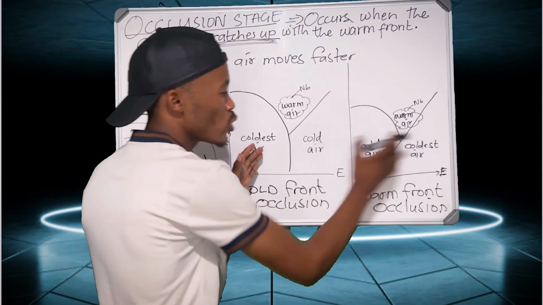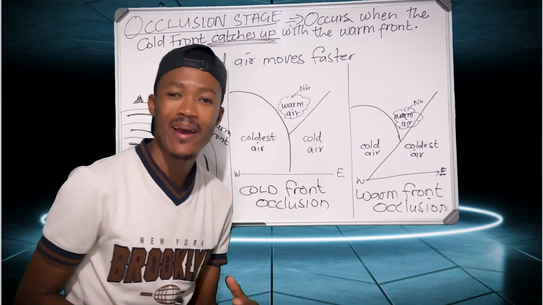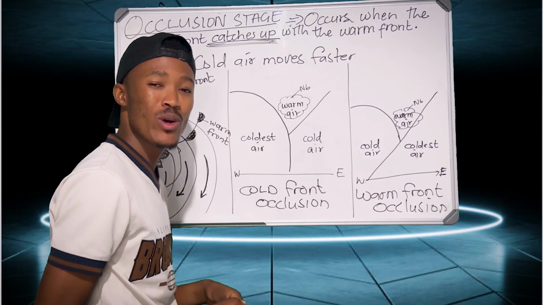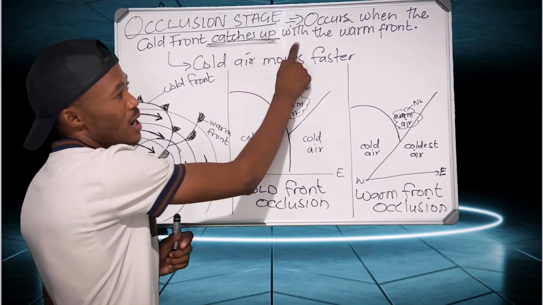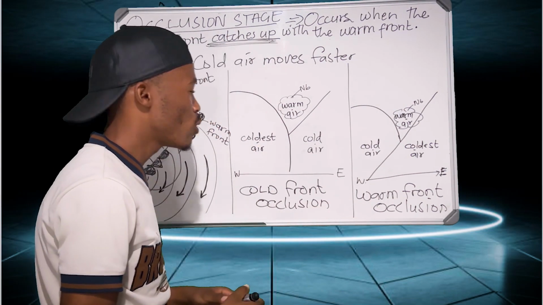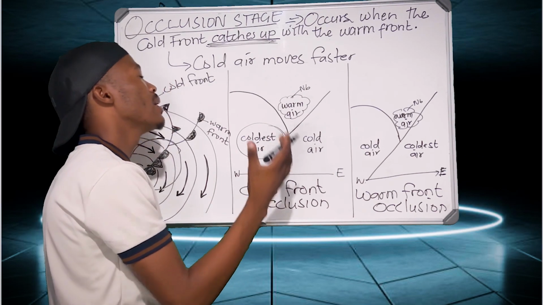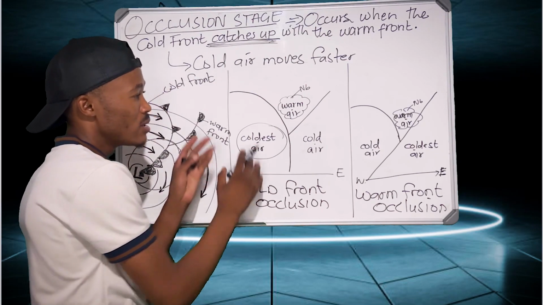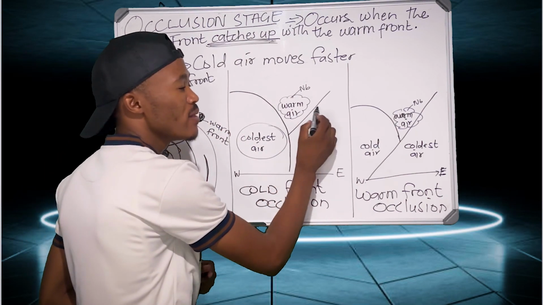When you look at these two diagrams, the only thing that changed here is the position of the coldest air. To explain what happens in a cold front occlusion, you will be saying that firstly, the cold front catches up with the warm front. That is the first point that you need to state. You continue and then say the coldest air is found behind the cold front. As a result, the cold front moves faster than the warm front. It catches up with the warm front.